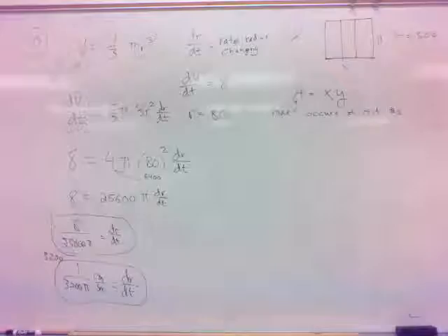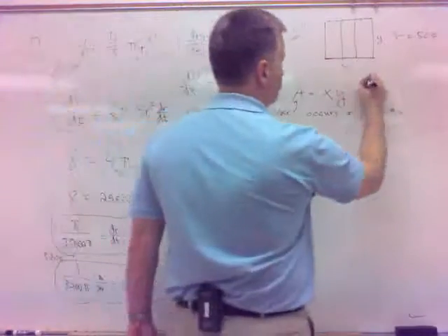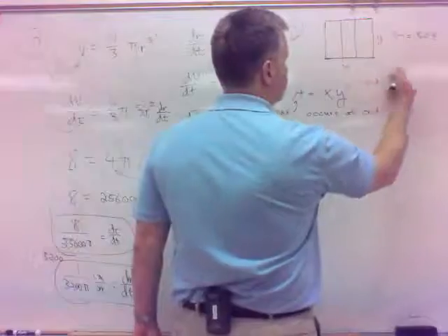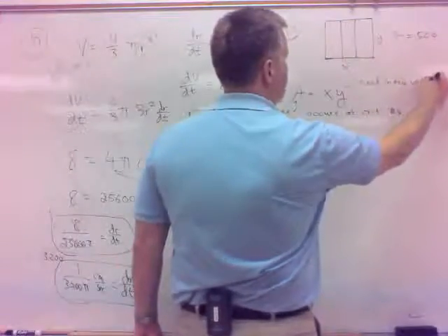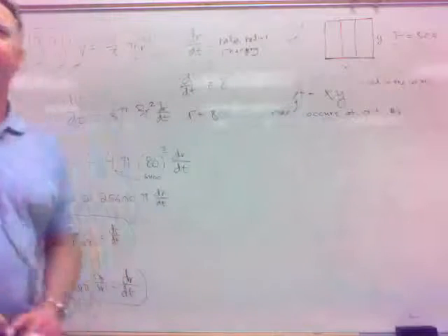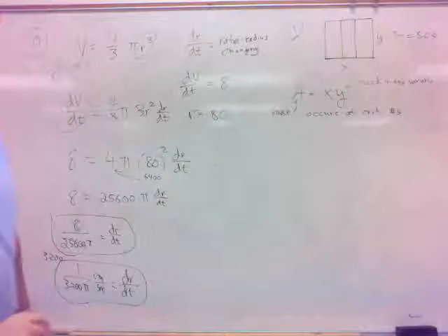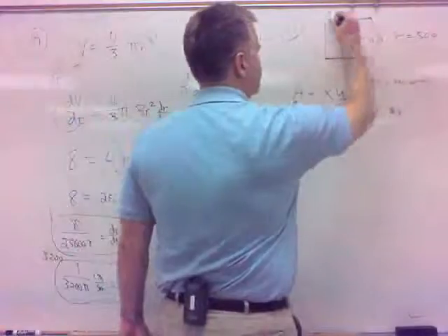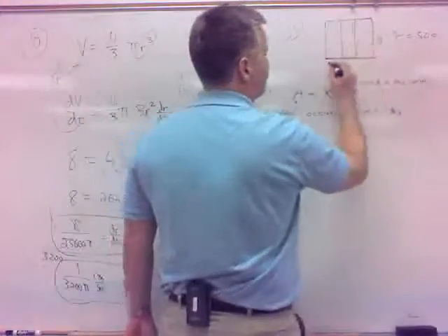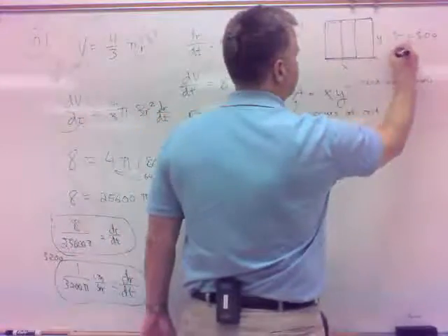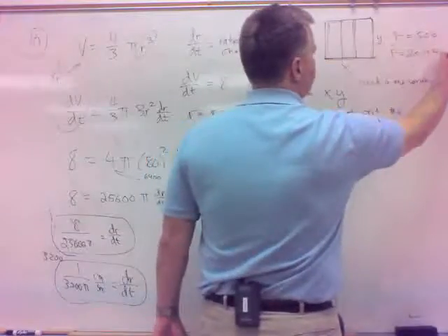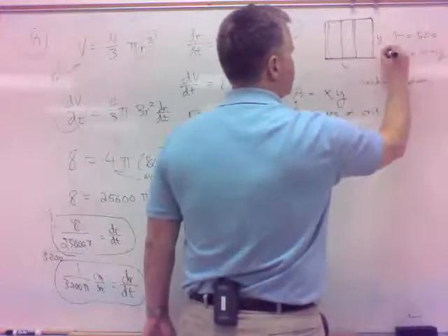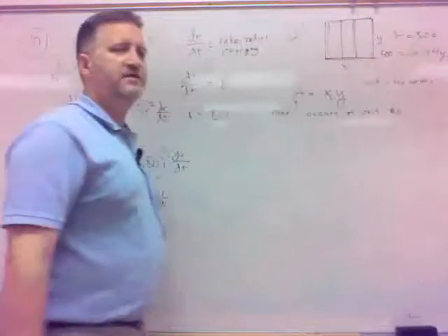I've got an x and a y. I need to get it in one variable. How do I do that? Well, I've got this fencing here. I know there's a fencing equation. The fencing equation, if I've got this: what have I got? 2x and 4 y's. And I know that the fencing is 500. So there's another equation I can use.